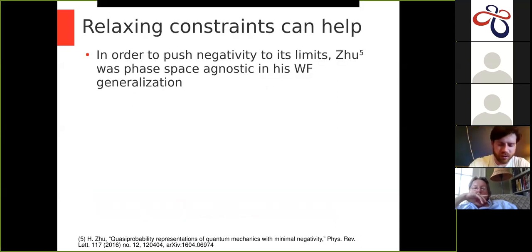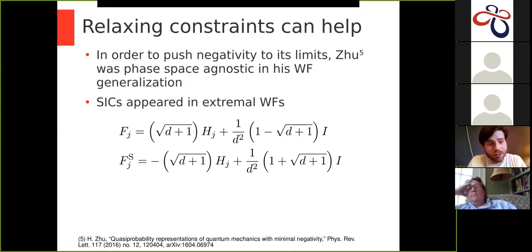So another motivation, just before we get to the actual description of a connection that I noticed, is in a paper a few years ago by Huangjun Zhu, called Quasi-Probability Representations of Quantum Theory with Minimal Negativity. So he was interested, in light of the fact that negativity is a resource, in how much of that resource, or how little of that resource, is possible in quantum mechanics. In order to push negativity to its limits, Zhu was, as I have been so far, phase space agnostic in his generalization. So he made a generalization that does include all of the discrete Wigner functions that people consider in the literature, but in the search space, he didn't make any particular demand of a phase space meaning. And this worked out really nicely for him because SICs appeared.